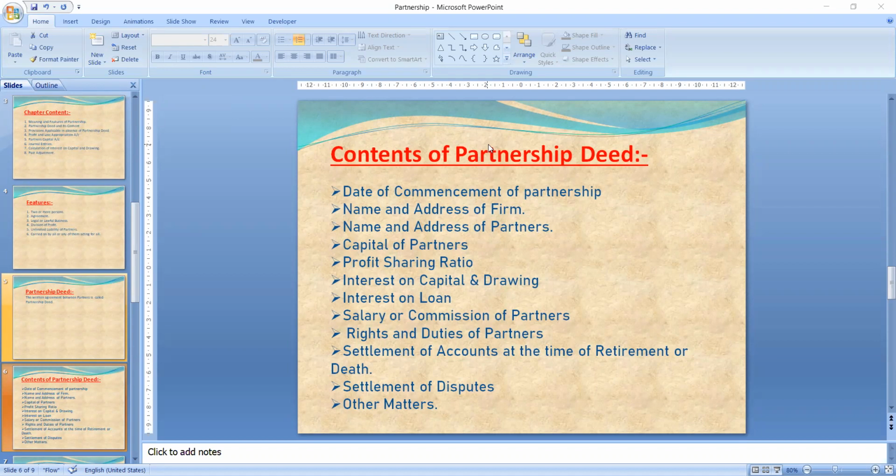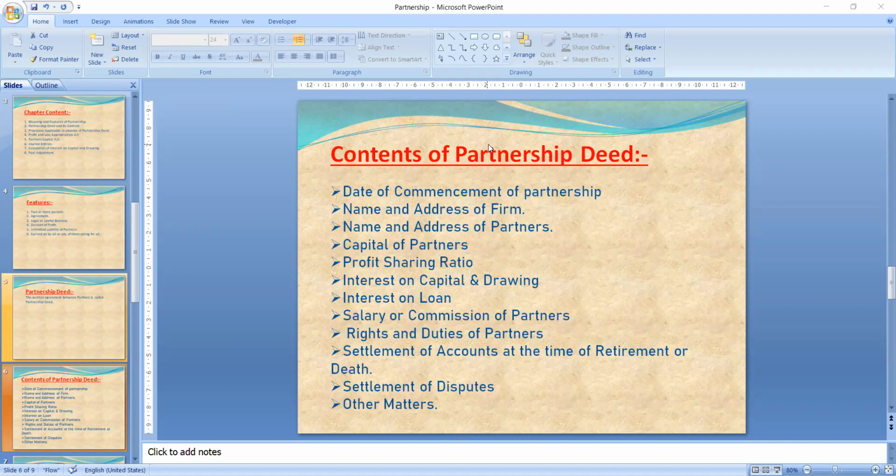Okay, good. So rate of interest on capital and drawing should be given in partnership deed, because partners with higher capital want interest on capital at higher rate and partners with lower capital want interest at lower rate. So there can be conflict or dispute.